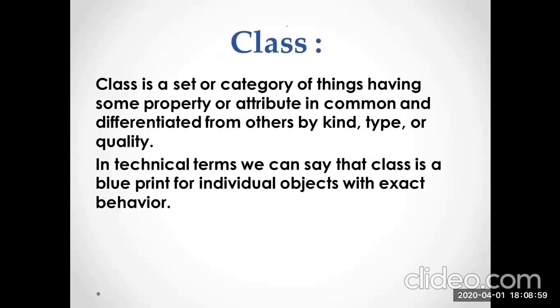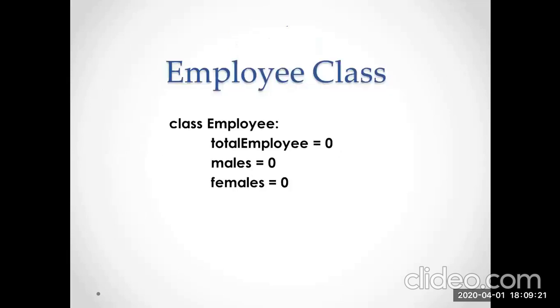Basically, let us revise again what is class. Class is a set or category of things having some property or attribute in common and differentiated from others by kind, type, or quality. In technical terms, we can say that class is a blueprint for individual objects with exact behavior. In our program, we are going to create the employee class.